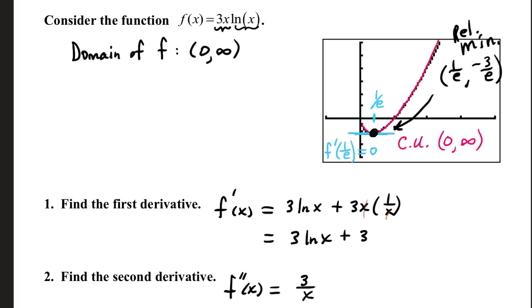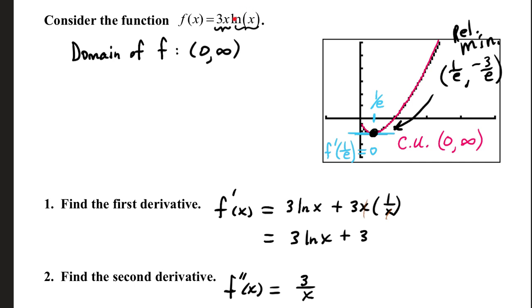Our second derivative is the derivative of the first derivative. So we have 3 times 1 over x. This 3 goes to 0. So our second derivative is pretty simple. It's 3 over x. Let's go back to the original function.